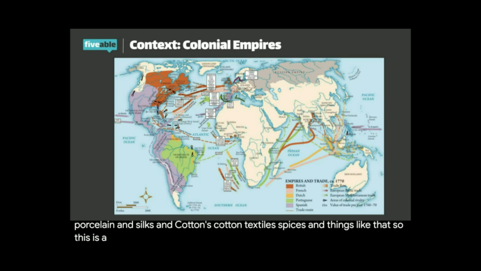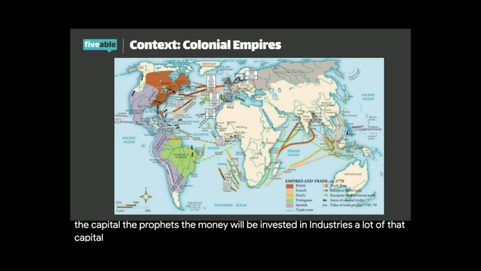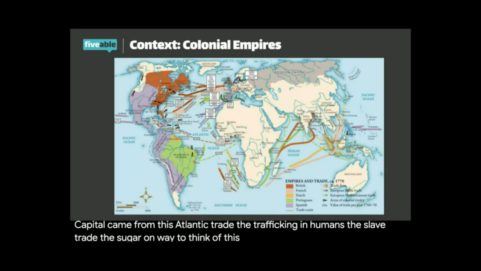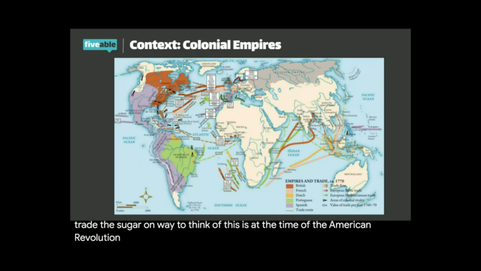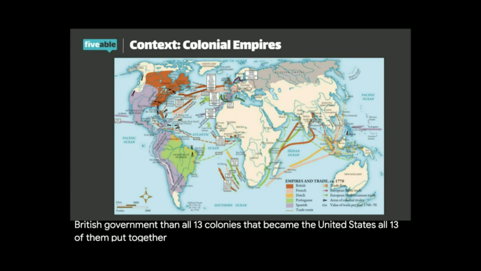So this is a context for the Industrial Revolution in 2 different ways, because the capital, the profits, the money will be invested in industries. A lot of that capital came from this Atlantic trade. The trafficking in humans, the slave trade, the production of sugar. One way to think of this is at the time of the American Revolution, the British colony of Jamaica produced more revenue for the British government than all 13 colonies that became the United States. All 13 of them put together produced less revenue than Jamaica because of sugar.